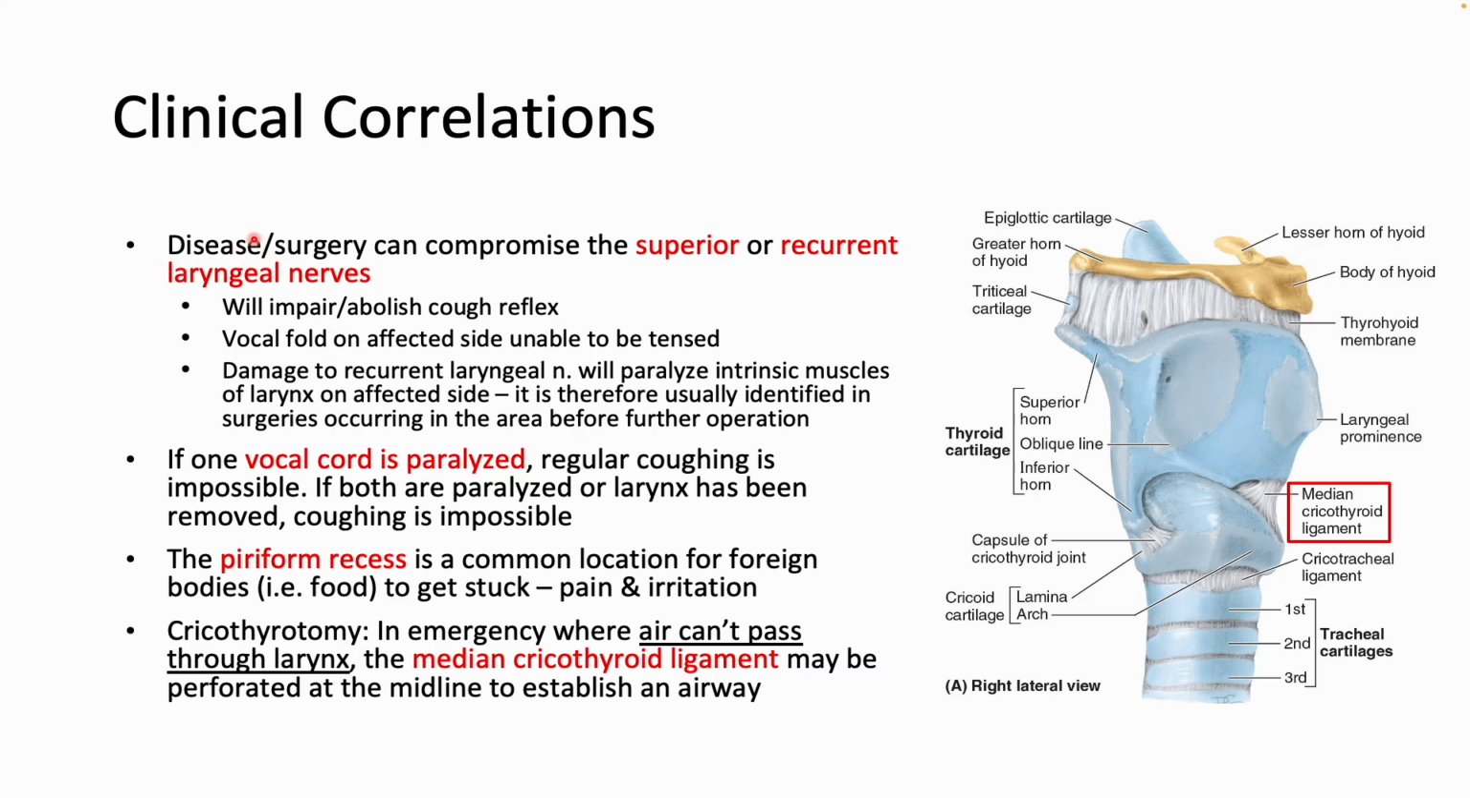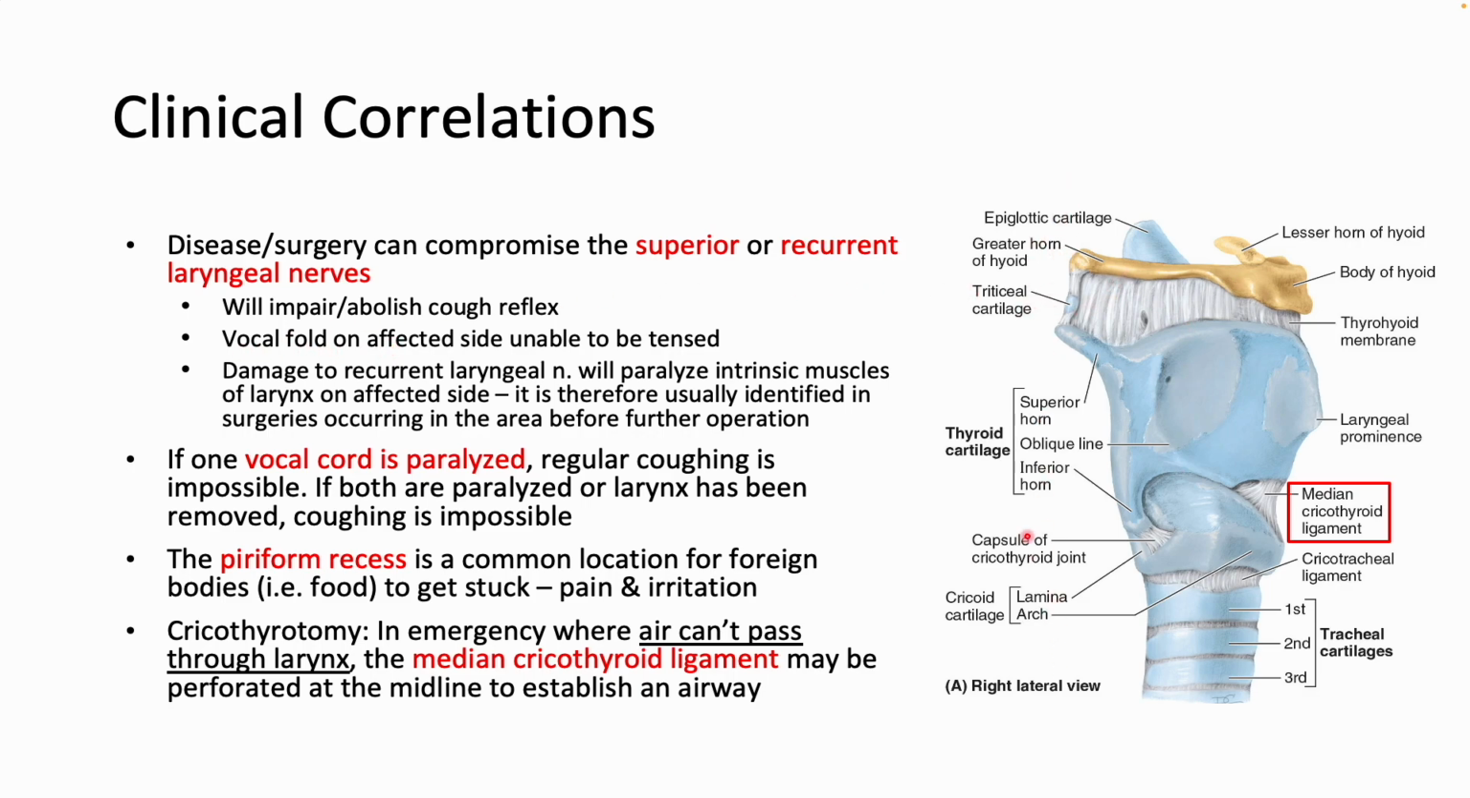Next, disease or surgery can compromise the superior or recurrent laryngeal nerves. So we looked at the superior and recurrent laryngeal nerves. These are really important for the larynx. So if you're doing surgery, you definitely do not want to nick those, because that's going to wipe out all laryngeal function. And if that happens, then that can impair or abolish the cough reflex.